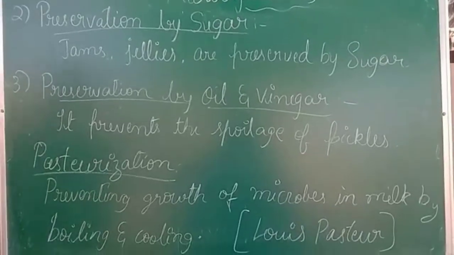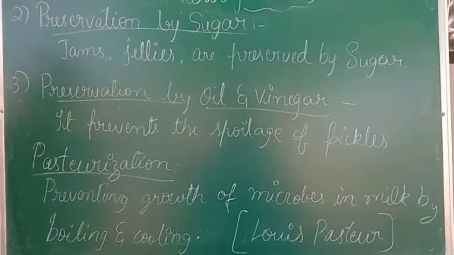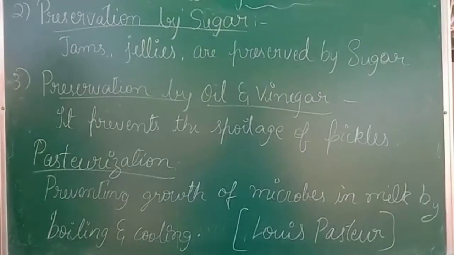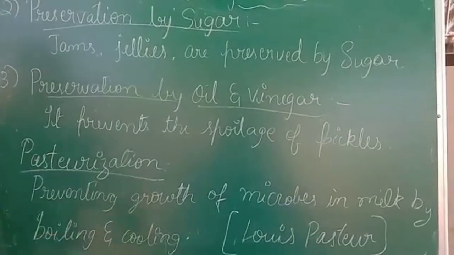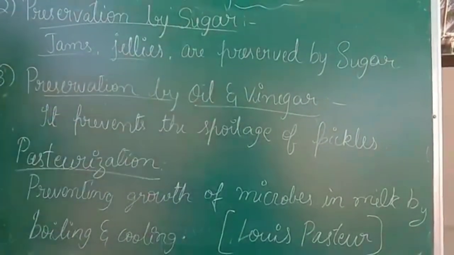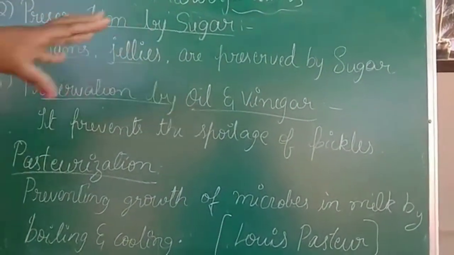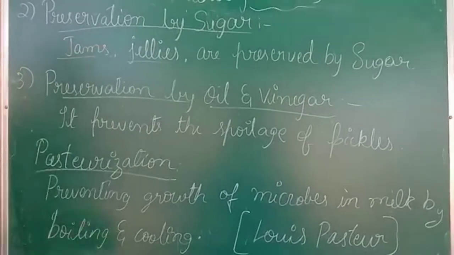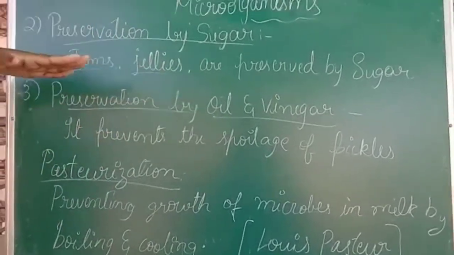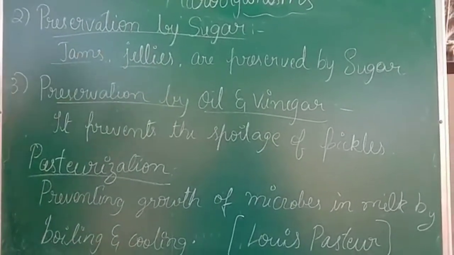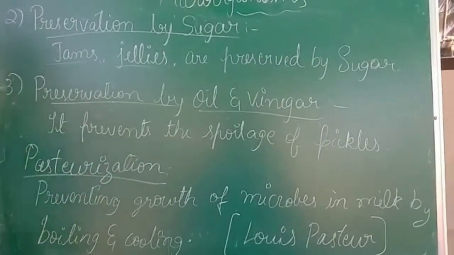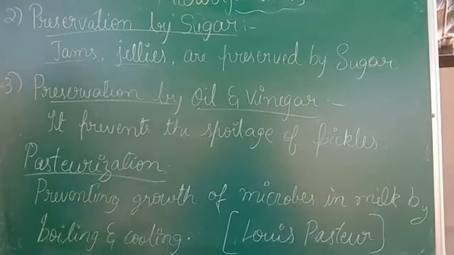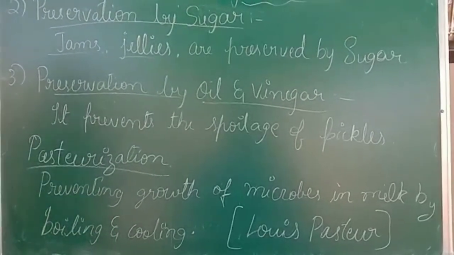Second preservation step is preservation by sugar. Okay, so the second one is preservation by sugar. So especially jams and jellies are preserved by adding sugar to these substances. If we add a certain extent of sugar, these jams and jellies will be preserved for longer days. That is the second one. And the third one is preservation by oil and vinegar. Okay, preservation by oil and vinegar.